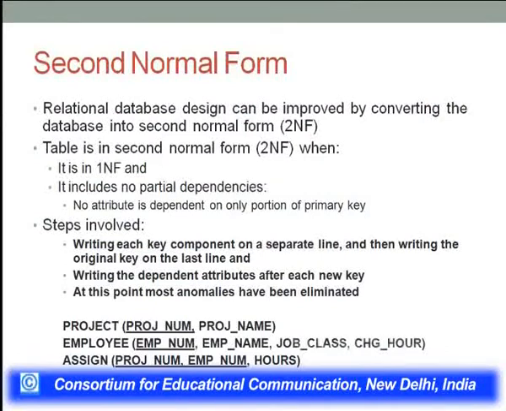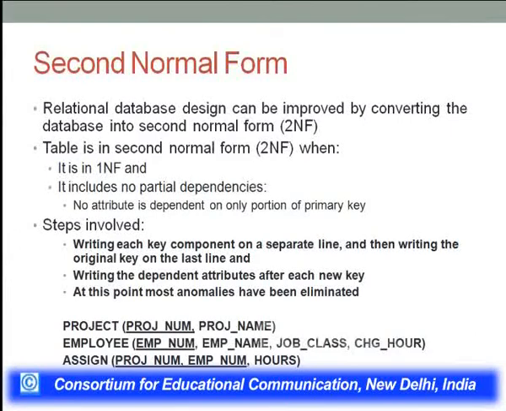And if possible, we should be ready with a dependency diagram. When we have the dependency diagram, in the second normal form, we will target to exclude all partial dependencies. That is, no attribute should be dependent only on a portion of the primary key. Now, how is the second normal form achieved?